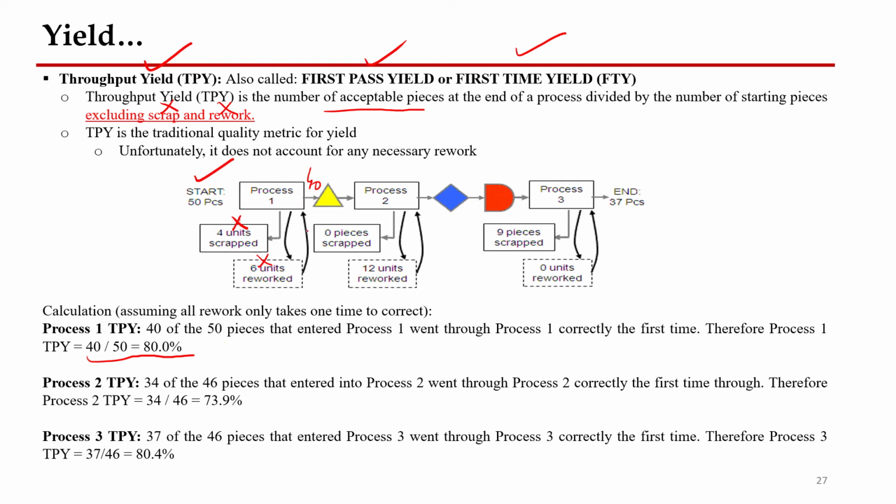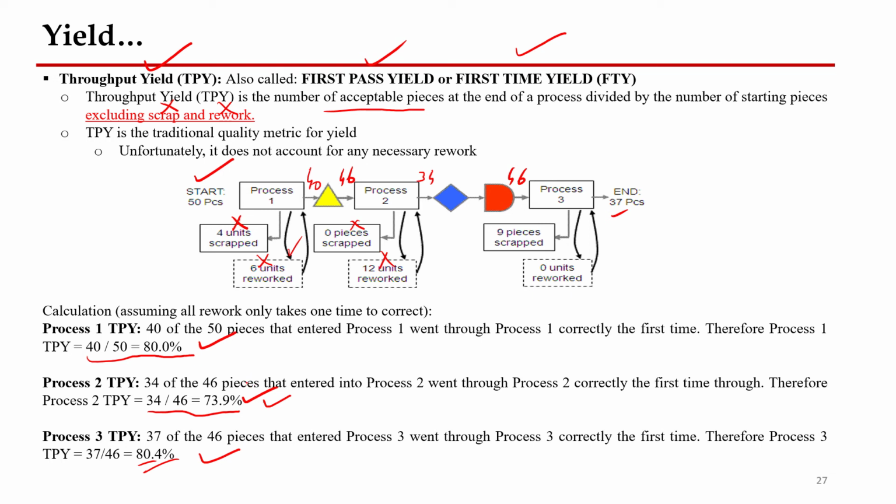But practically we do rework. So the input for process 2 is going to be 40 plus the reworked units, which is 46. But for reporting the first time yield, we incorporate neither scrap nor rework. So 46 minus 12 is 34. So 34 divided by 46 is approximately 74%. Again, practically we do incorporate the reworked units as an input to process 3, so that is 34 plus 12, 46. And 37 divided by 46 is going to be 80%. So this is basically the first pass yield of every particular process.